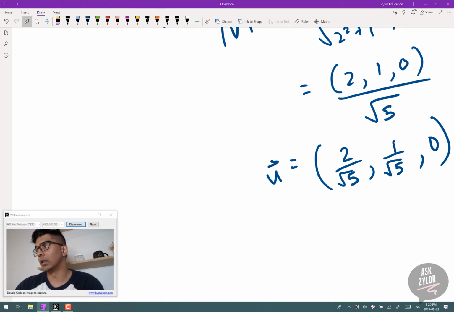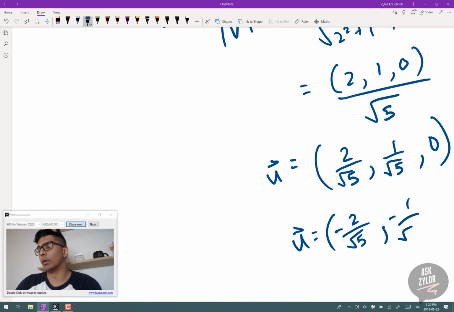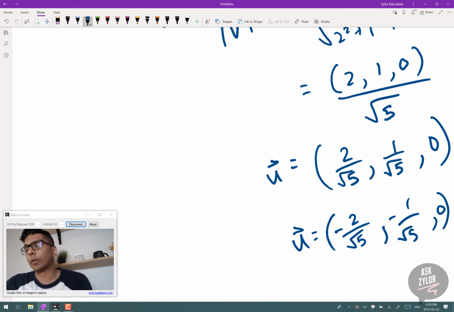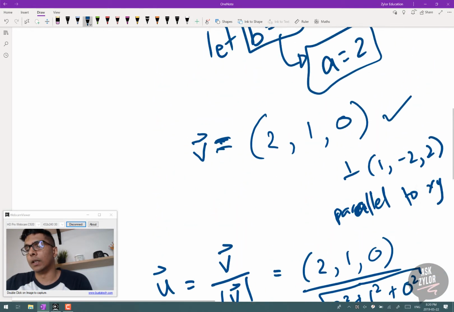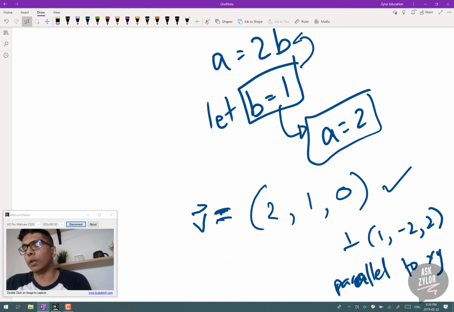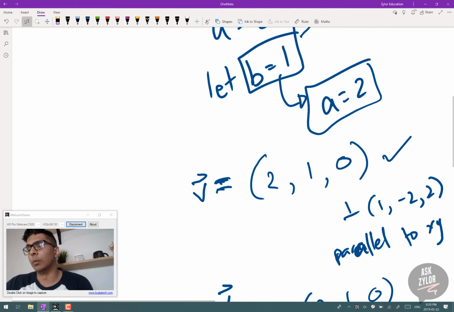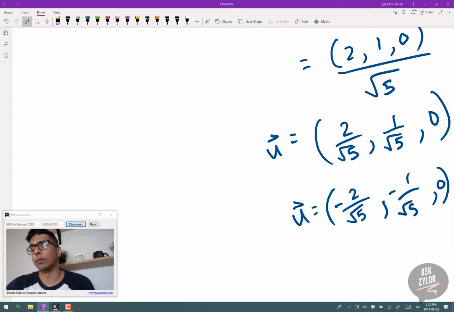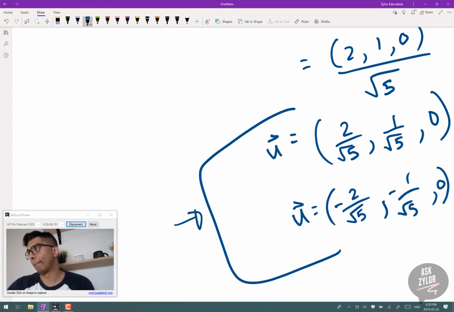The other unit vector could be the negative components of the xy. So I can get -2 over square root 5, -1 over square root 5, and then still 0. I got all this because I initially said b could be 1. If I used any other number, I should simplify to the exact same unit vectors that I found over here.